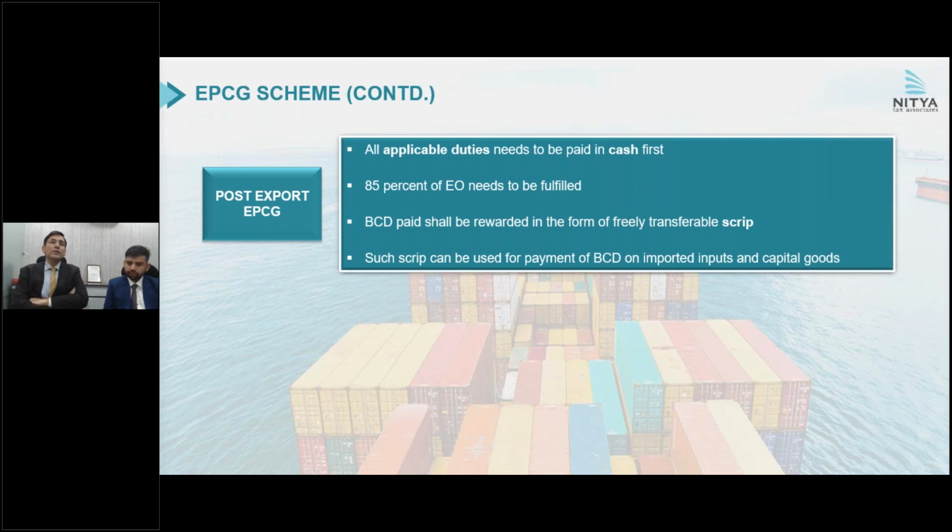And suppose you are not able to make 510, suppose you are able to make only 50% of that, then you will get a benefit of 50 rupees at the end of the export obligation period. So many of you may be going through uncertainties of your exports. You can consider going for the post-export EPCG scheme.